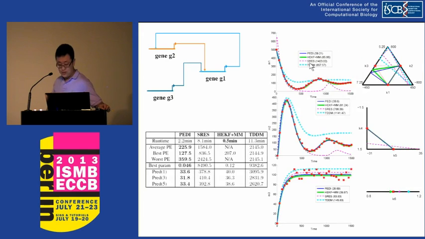So again, we compare with those three methods, and Kalman filter is the fastest algorithm, and PEDI is a close second. And in terms of prediction error, best parameters, and prediction power, PEDI is always the best among these four methods.